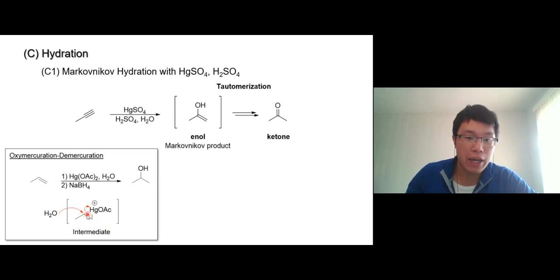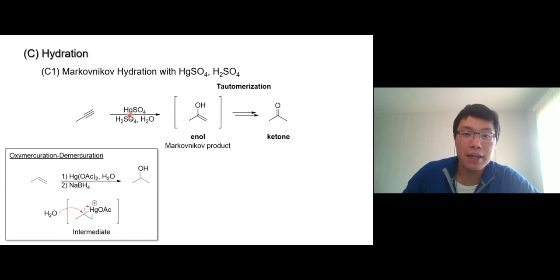And then water attacks, so you get water right here. You get mercury on the less substituted carbon, and then remove the mercury. So we do demercuration, add sodium borohydride. All right. So alkene uses mercury. Alkyne, guess what? Ta-da! Mercury, same thing.